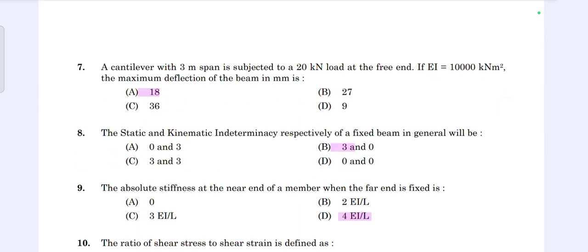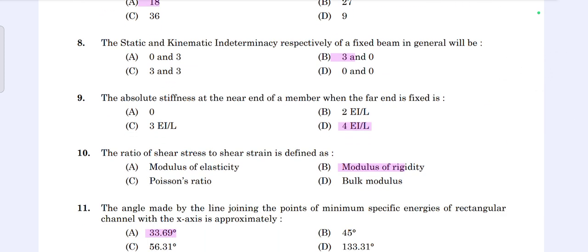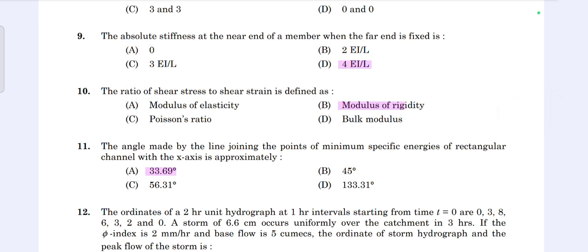A cantilever with a 3 meter span is subjected to a 20 kN load at free end. If EI is equal to 10,000 kN meter square, the maximum deflection of the beam in millimeter is 18. WL cube divided by 3 EI will give it. The static and kinematic indeterminacy respectively of a fixed beam in general will be 3 and 0. The absolute stiffness at the near end of a member when the far end is fixed is 4 EI by L. The ratio of shear stress to shear strain is defined as modulus of rigidity.